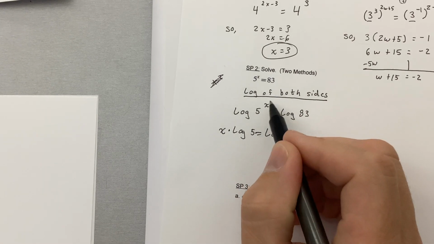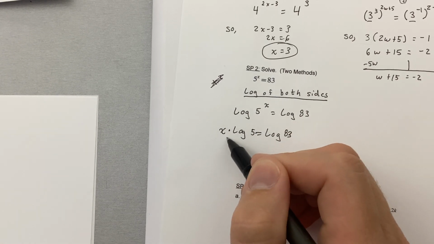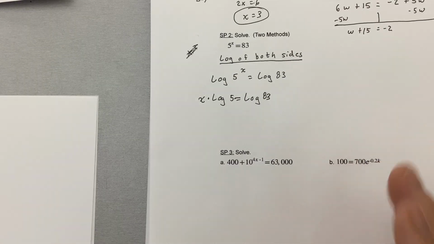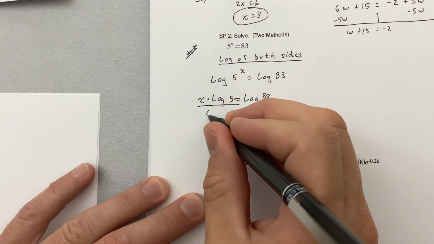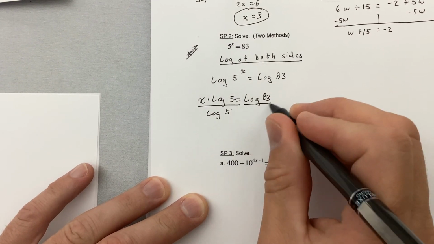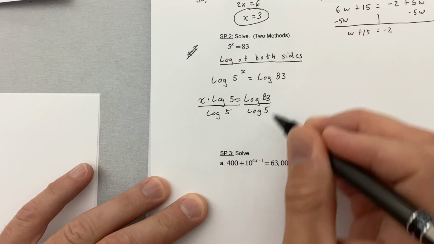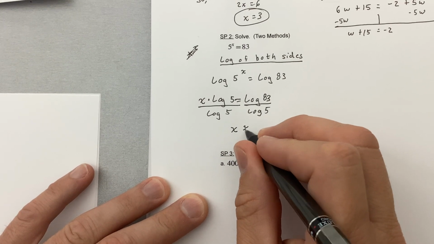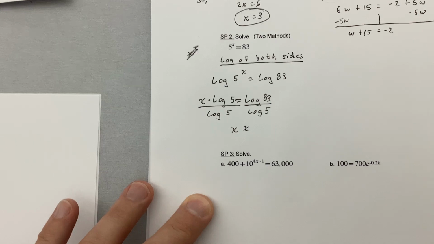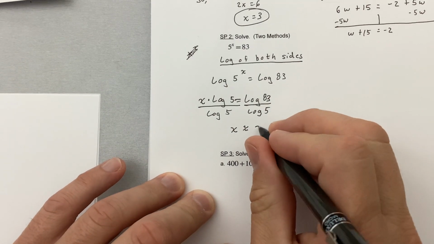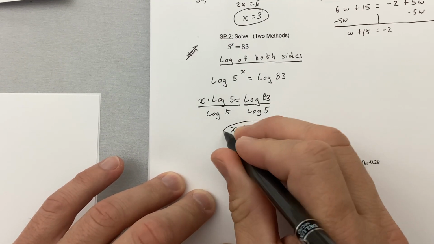Take the log of both sides. Now we can use our power rule. Now it's down here. Now I know what I can do with it. I can just divide both sides by the log of 5. And now it's just calculator work at this time. Log of 83 divided by the log of 5, 2.75.